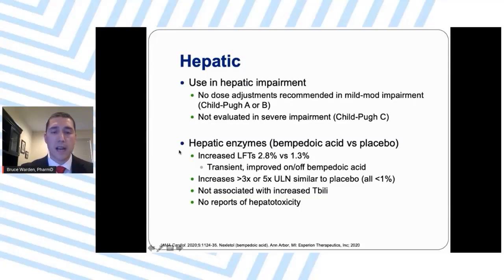Now, the drug's effect on the liver, we see a very slight increased risk of elevated LFTs, but for the most part, they're transient and very minimal. More clinically significant increases, so 3 to 5 times increase in the LFTs, is really very rare, less than 1%, and no different from placebo. And thus far, no reports of hepatotoxicity. But again, something that we need to keep an eye on, as this is a new medication.